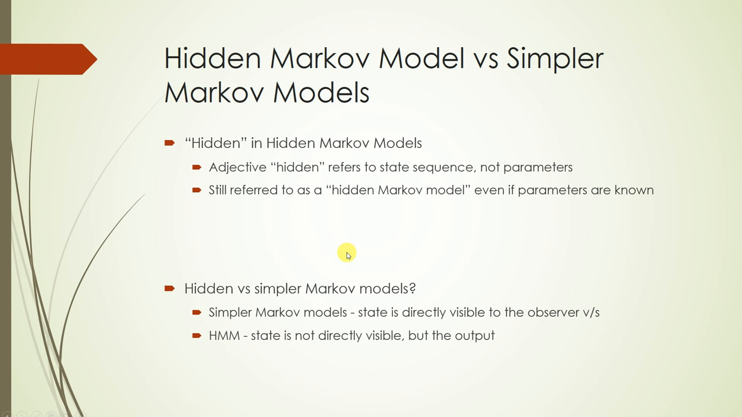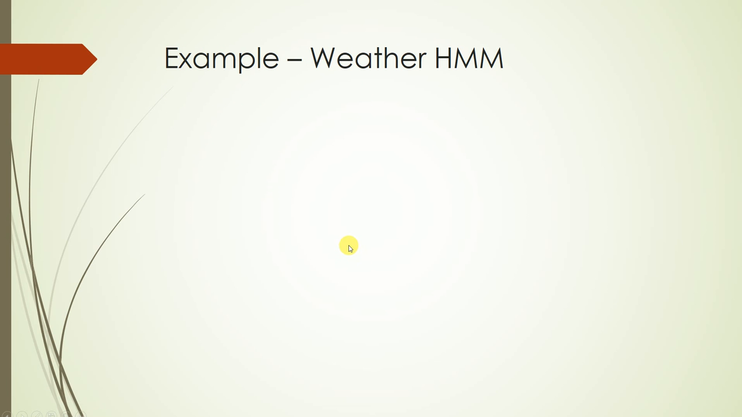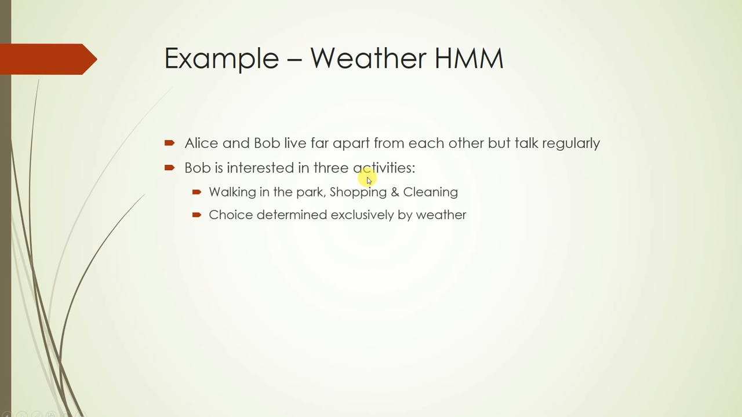Now let's talk about what is hidden in the hidden Markov models. The adjective hidden refers to the state sequence through which the model passes, not to the parameters of the model. So the model is still referred to as a hidden Markov model even if these parameters are known exactly. And let's take an example for further understanding.